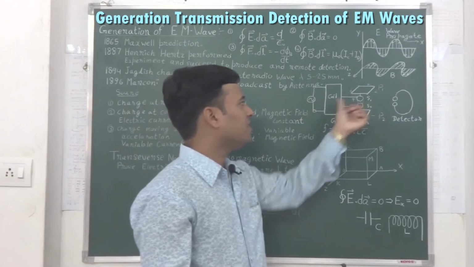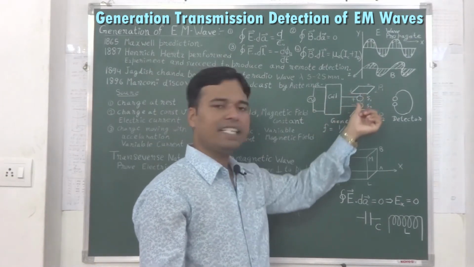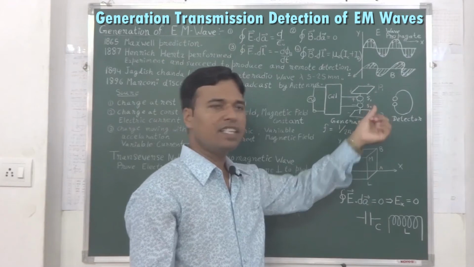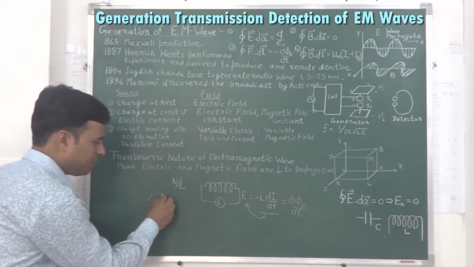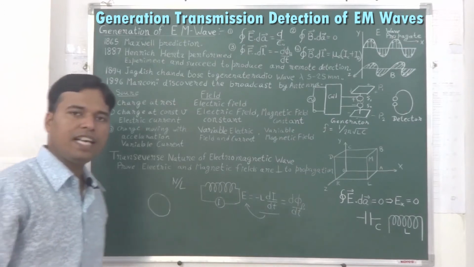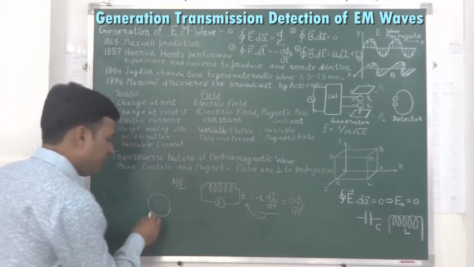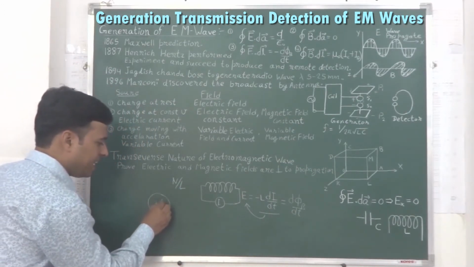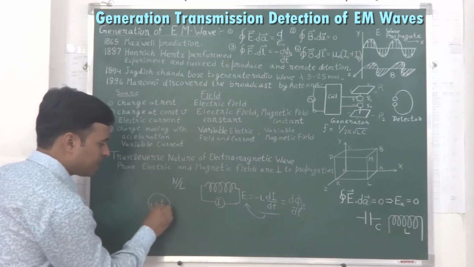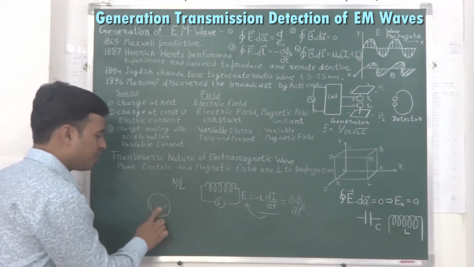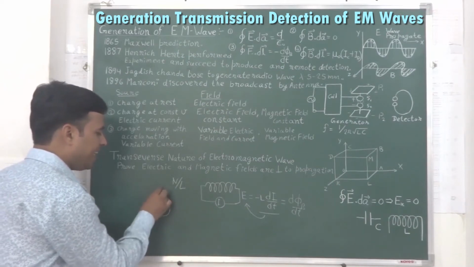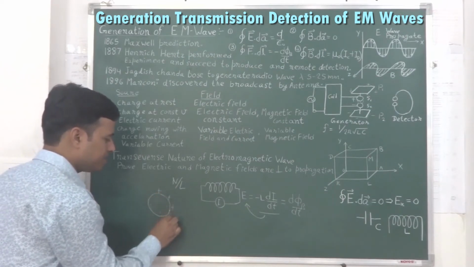The output terminals will then be connected to these two spheres. We have studied in the first chapter, electrostatics, that if we place any charge on a metallic sphere, it has a tendency to be only at its surface.